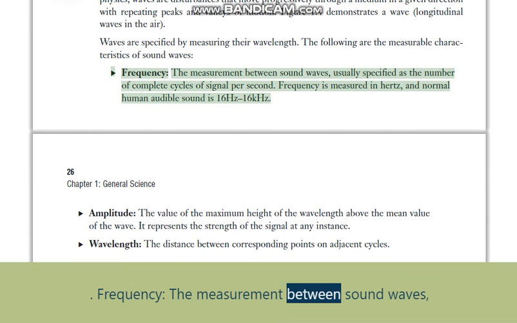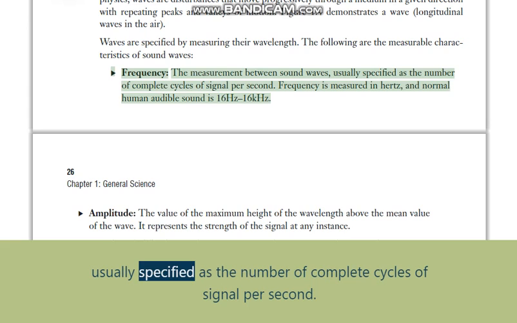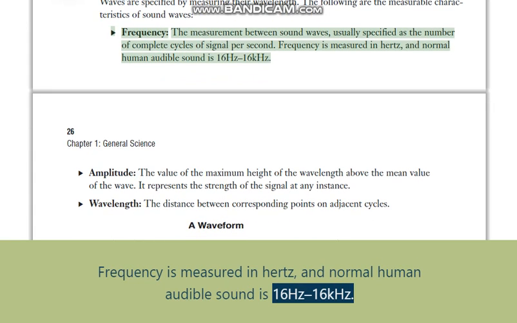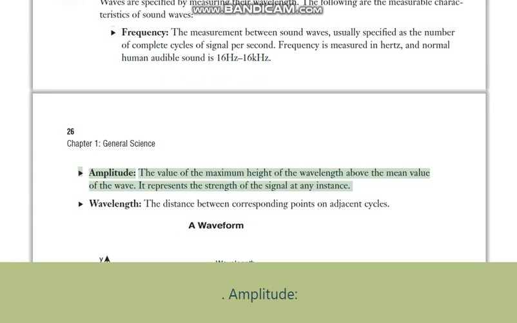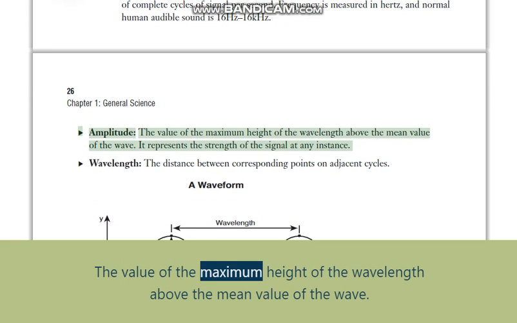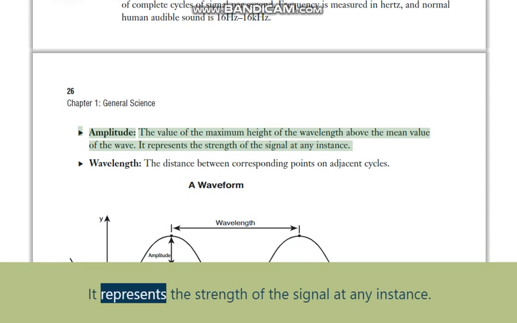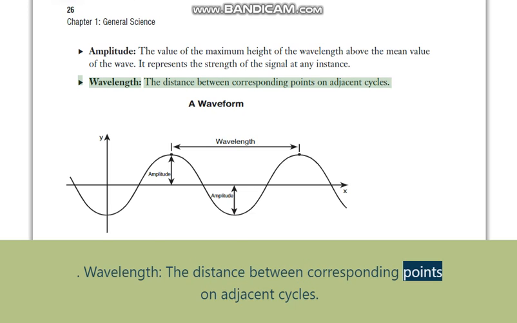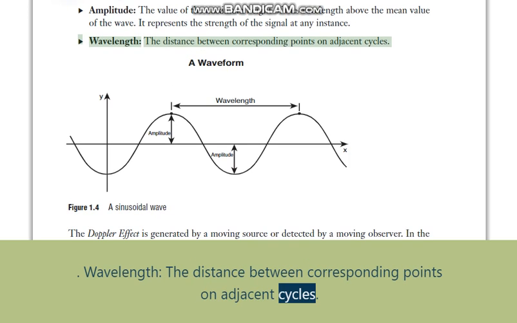Frequency: the measurement between sound waves, usually specified as the number of complete cycles of signal per second. Frequency is measured in hertz, and normal human audible sound is 16 Hz to 16 kHz. Amplitude: the value of the maximum height of the wavelength above the mean value of the wave. It represents the strength of the signal at any instance. Wavelength: the distance between corresponding points on adjacent cycles.